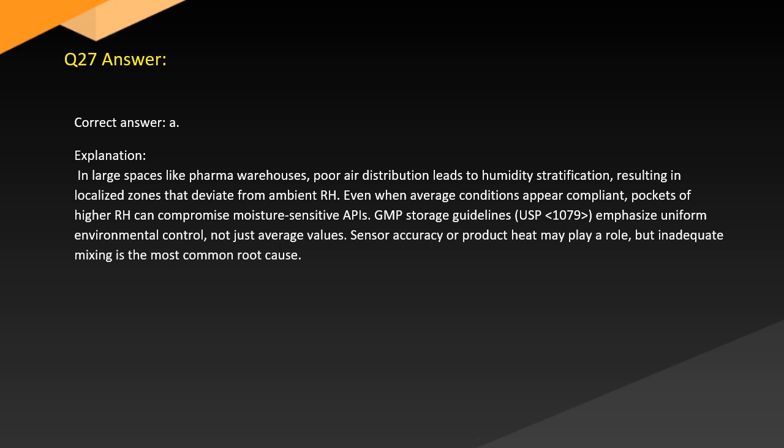Answer. Correct answer: A. Explanation. In large spaces like pharma warehouses, poor air distribution leads to humidity stratification, resulting in localized zones that deviate from ambient RH. Even when average conditions appear compliant, pockets of higher RH can compromise moisture-sensitive APIs. GMP storage guidelines, USP, emphasize uniform environmental control, not just average values. Sensor accuracy or product heat may play a role, but inadequate mixing is the most common root cause.